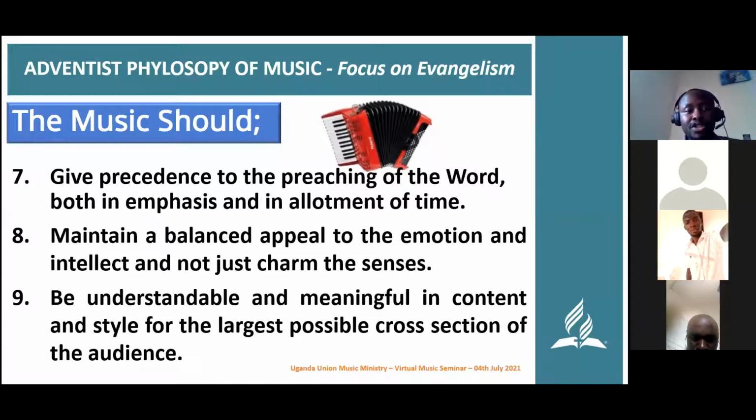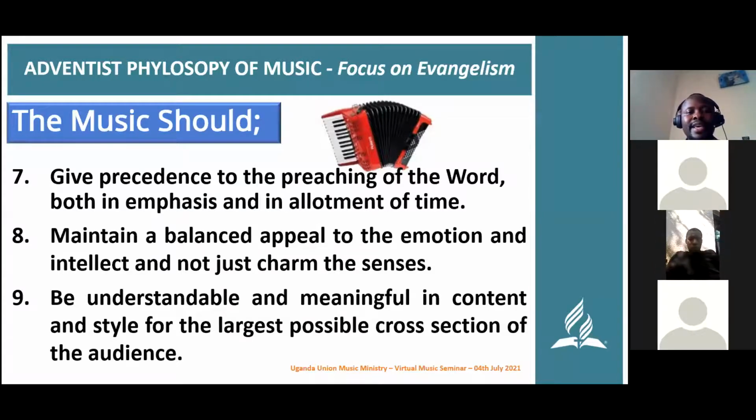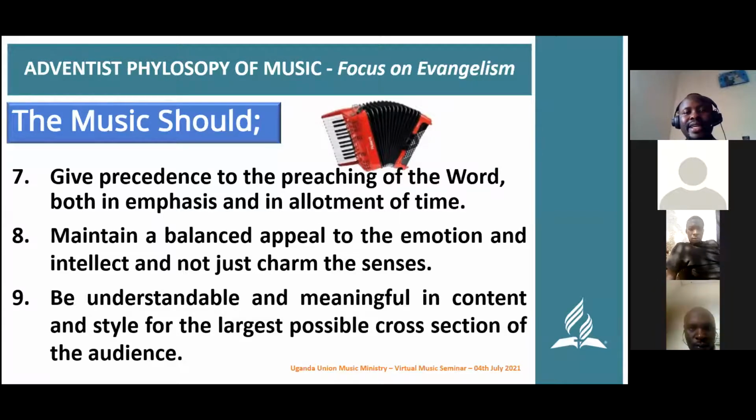The other point is music should maintain a balanced appeal to the emotion and the intellect and not just charm the senses. Now, this is something very scientific. That's why the arrangement of the music is very key. Why we look at it that way is, if it's not balanced, not only in the voices, not only in the tempo, not only in the instruments used, not only in the song, that can either destroy the song, not only the song, but the message as well.